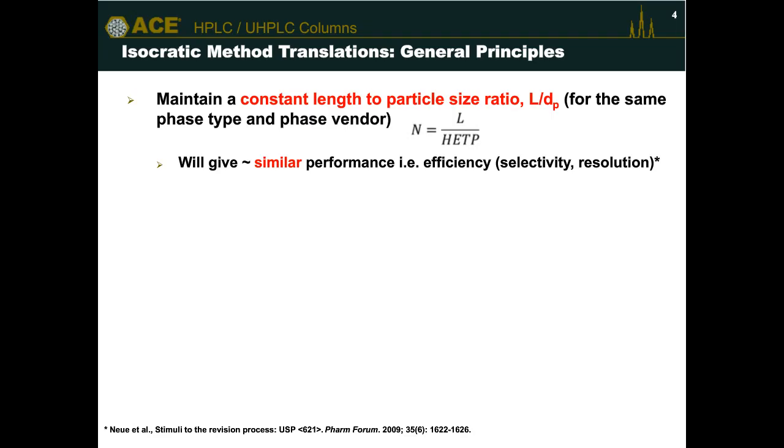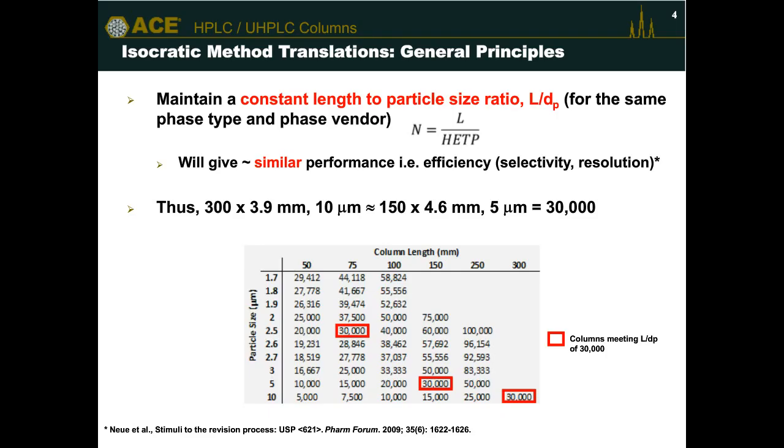And what I mean by that is shown quite nicely in this table. Each column format has a certain potential efficiency. So a 30 centimeter column with 10 micron particle size has the same efficiency as a 15 centimeter, 5 micron particle size column. What that means is both of those columns should give us the same performance chromatographically if we translate the method correctly.